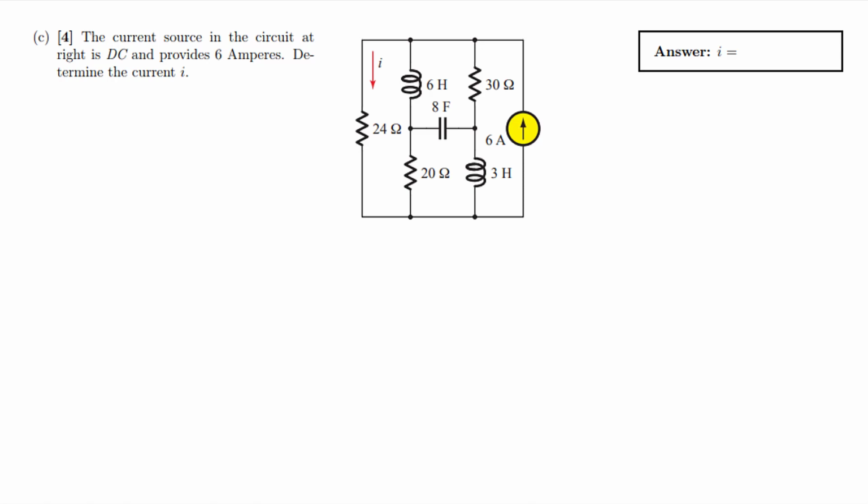Now, question 1c is very interesting. It's a DC circuit with inductors and capacitors in it, so it's stimulated by a DC source, which is, in this case, a current source of 6 amps. Okay, so that's the current source here, 6 amps, and we have inductors and capacitors in it, and we are supposed to find the branch current I through the 24 ohm resistor.